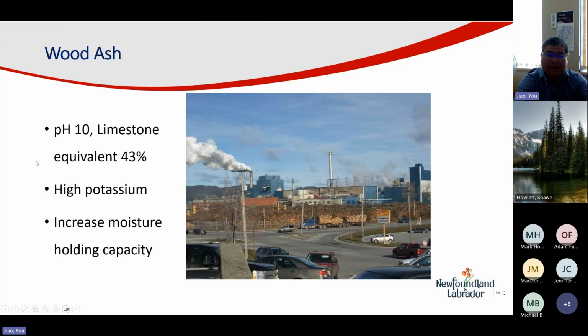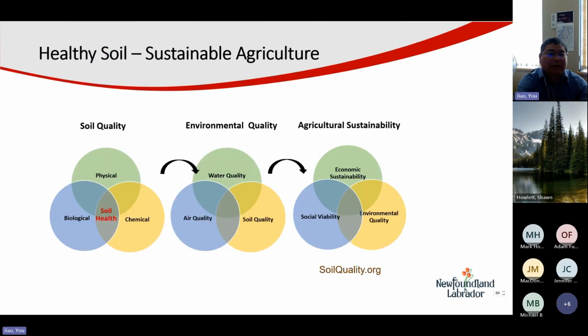There's wood ash in Corner Brook. We have a big mill, and the pH is around 10. It's equivalent to 43% limestone. It has high potassium and increases moisture holding capacity. And we have a farm on the West Coast that over the last 2 or 3 years has been doing a pilot project for wood ash as a soil amendment.